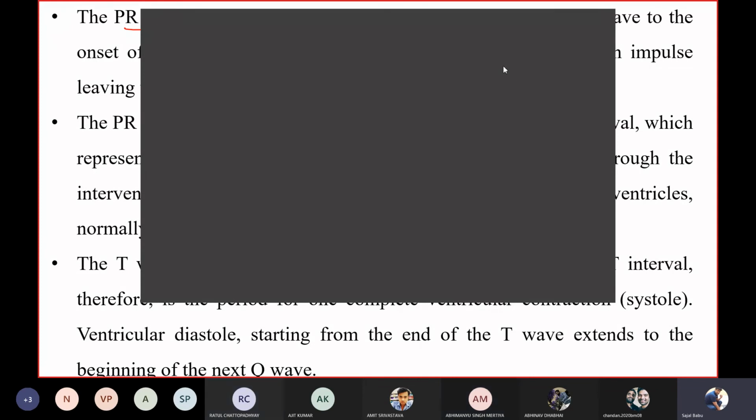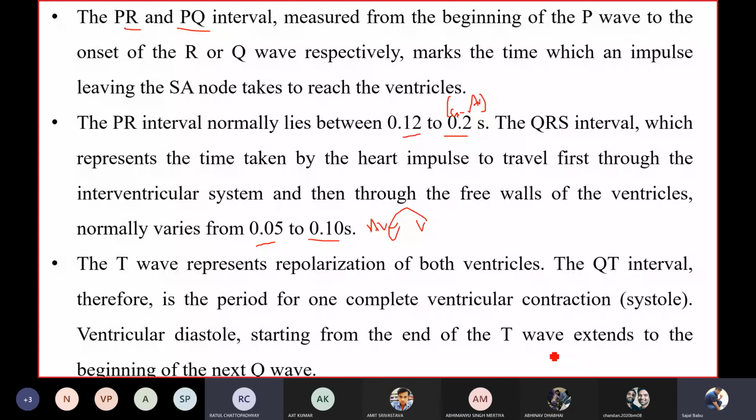ओके, सो वो टी वेव के समय क्या होता है कि वेंट्रिकल विल गेट कॉन्ट्रैक्टेड ड्यूरिंग द टी वेव। सो यू वेव जो होता है वो रिलैक्सेशन टाइम बोलते हैं। हार्ट का जो रिलैक्सेशन टाइम होता है वो आपका यू वेव होता है। मतलब यहाँ क्लियरली देखिए यहाँ क्या लिखा हूँ कि वन कंप्लीट वेंट्रिकुलर कॉन्ट्रैक्शन विल हैपन एट द टी वेव। और उसके बाद आपका वेंट्रिकल डायस्टोल will start from the end of the T wave. That means from the end of the T wave, the U wave will represent the diastolic phase.